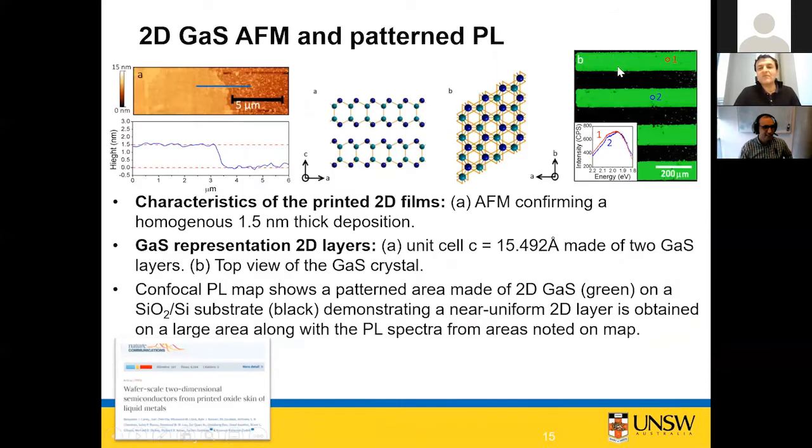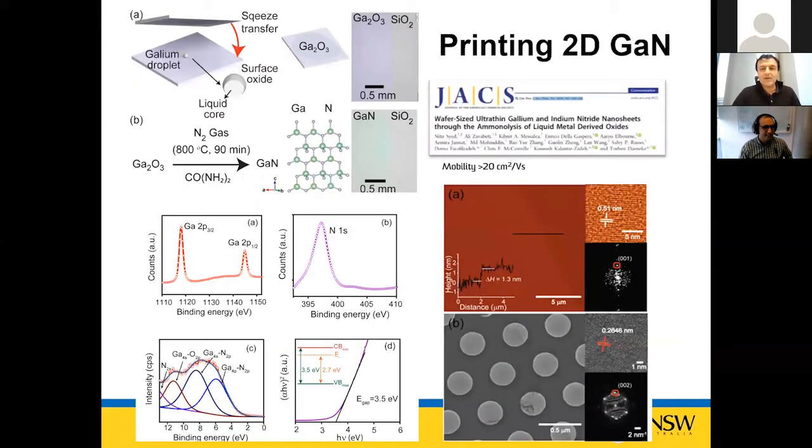Photoluminescence shows it's very homogeneous, and it's made of 2 layers of gallium sulfide because the unit cell of gallium sulfide is 2-layer. That's how the most stable 2-dimensional structure comes out. We made a transistor, we made phototransistors that I'm not presenting here. You can do further work. For instance, here we deposit 2-dimensional gallium nitride.